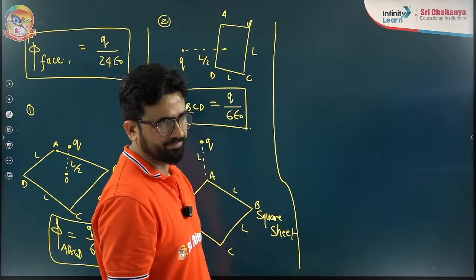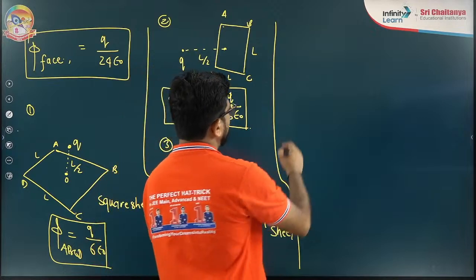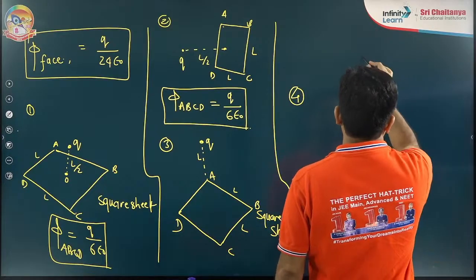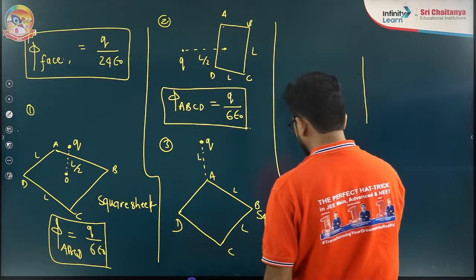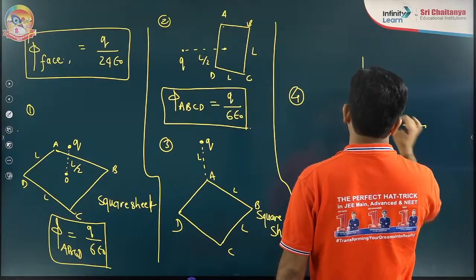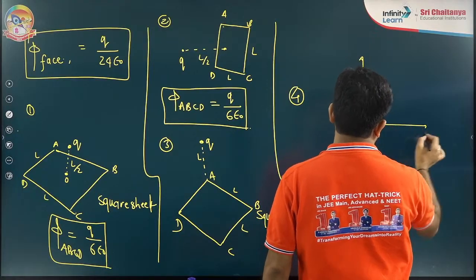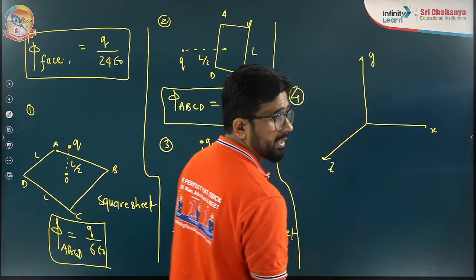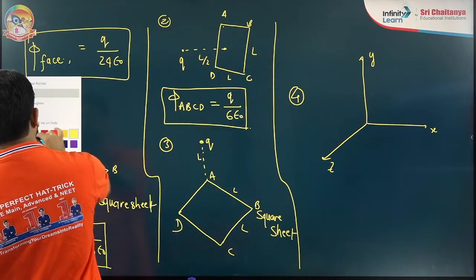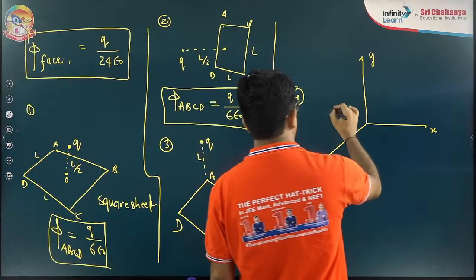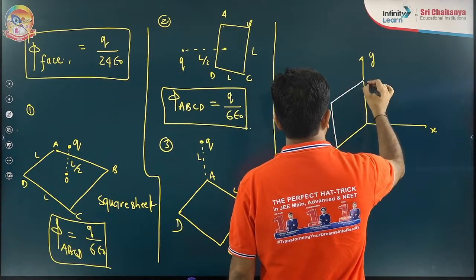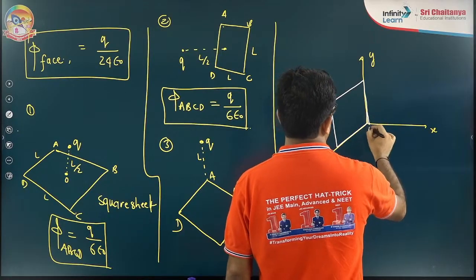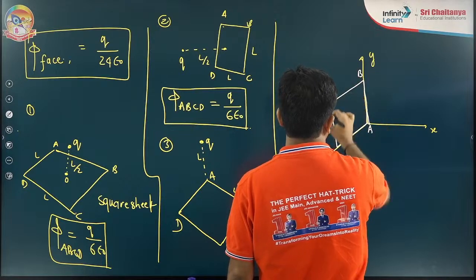This same question is asked in a different manner also. I'll explain it, just to understand. Suppose this is a coordinate system, X, Y, and Z. In this X, Y, Z coordinate system, I place one square sheet A, B, C, D.